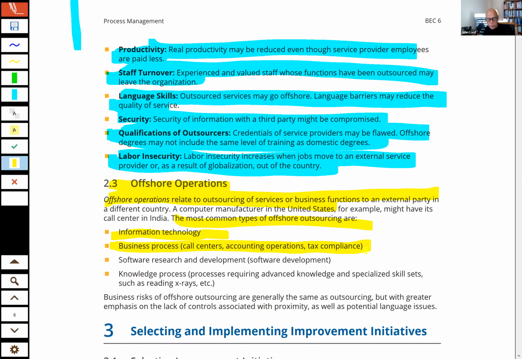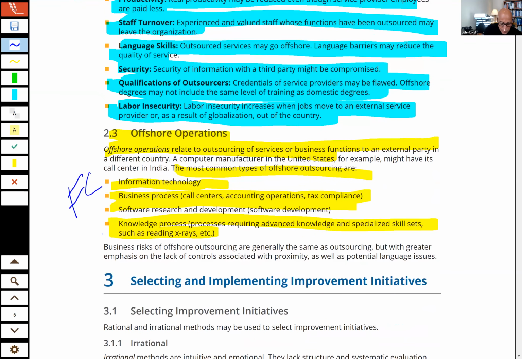I'm understanding from some of my former students, if you have a human resource question, you don't talk to somebody in the US, you talk to somebody outside the US about these issues. And so that's even happening right in the middle of the CPA industry. Research and development and knowledge processes such as reading x-rays can actually be offshored. So you can go ahead and flashcard those types of things that could be offshored.